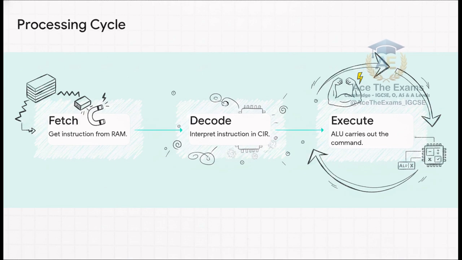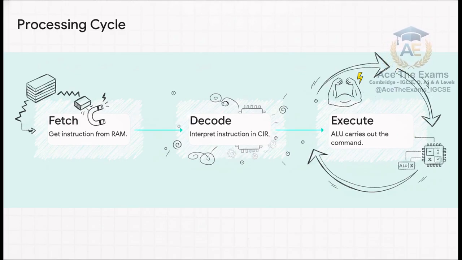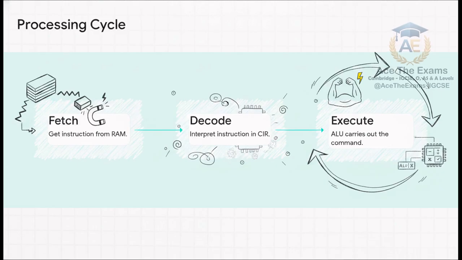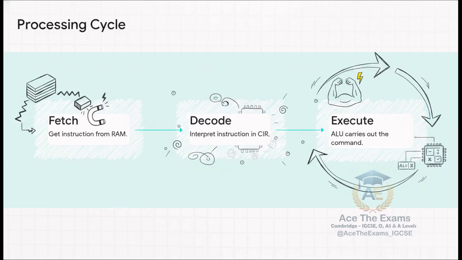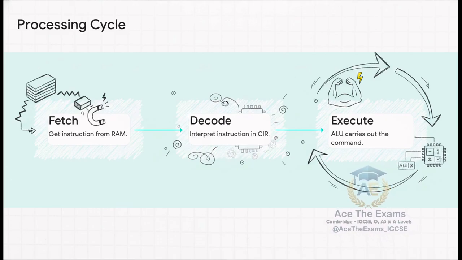First, the CPU fetches the instruction from the RAM using those specific registers we just talked about to find the exact address. Then, it pulls that instruction into the current instruction register and decodes it, essentially translating it so the machine understands what to do. Finally, the arithmetic logic unit executes the command and stores the result. Fetch, decode, execute, over and over, billions of times a second with absolutely perfect execution.